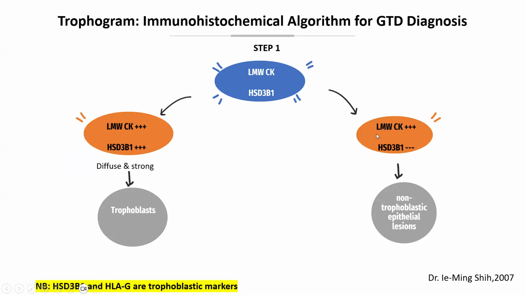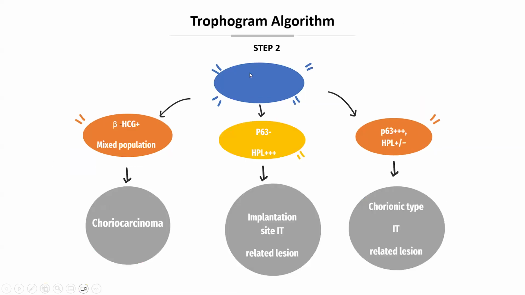If only the low molecular weight cytokeratin is positive, then this is an epithelial lesion, might be a carcinoma or something, but not a trophoblastic tumor. Okay, so what's the next step? Assuming that it's trophoblastic, you can do the beta HCG. If it is positive within a mixed population, then this is a choriocarcinoma. You can go for the P63 and HPL. If you have a negative P63 and a diffusely positive HPL, then this is an implantation site intermediate trophoblast related lesion.